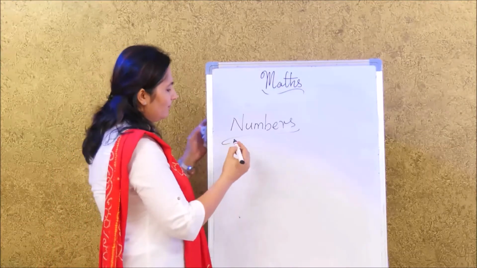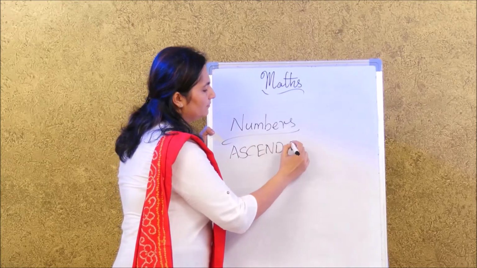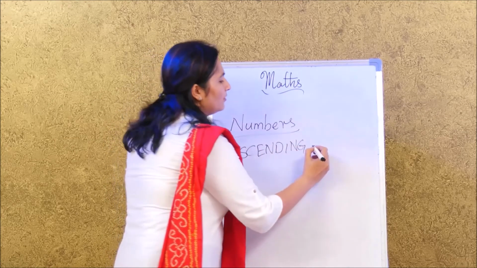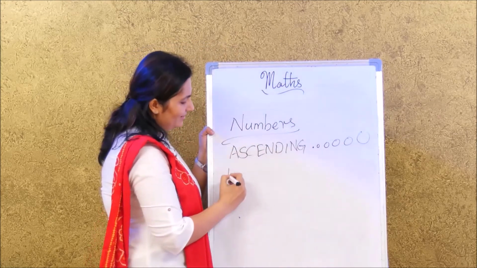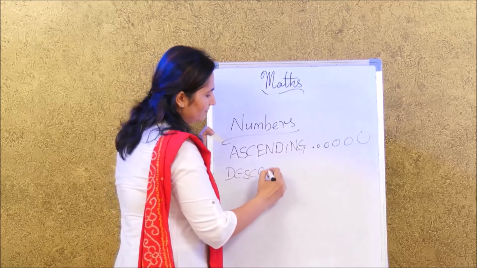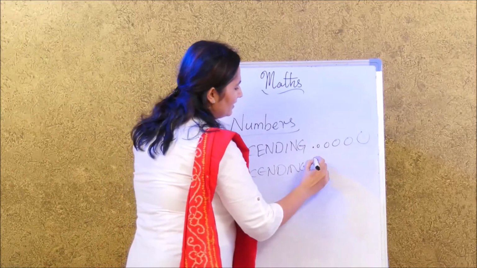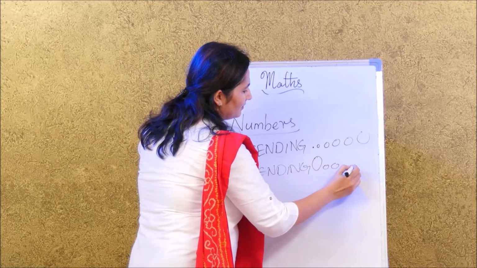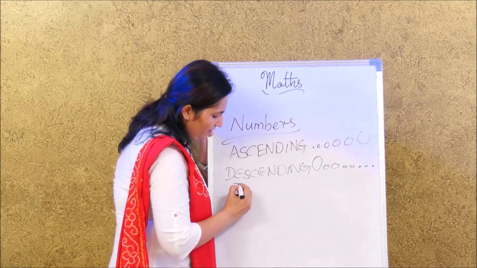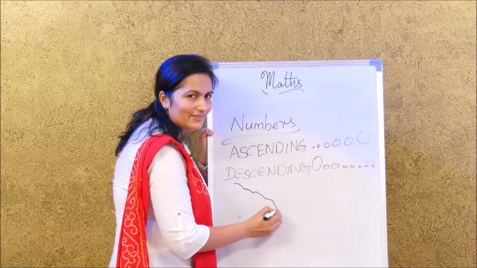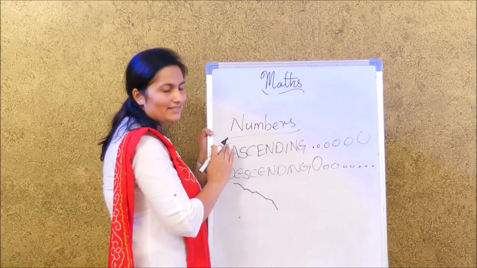Just going to brush up again: ascending, smaller to bigger. Descending, bigger to smaller. Descending means you go down the stairs like that. Okay. Ascending is you go up the stairs like that. You can remember.